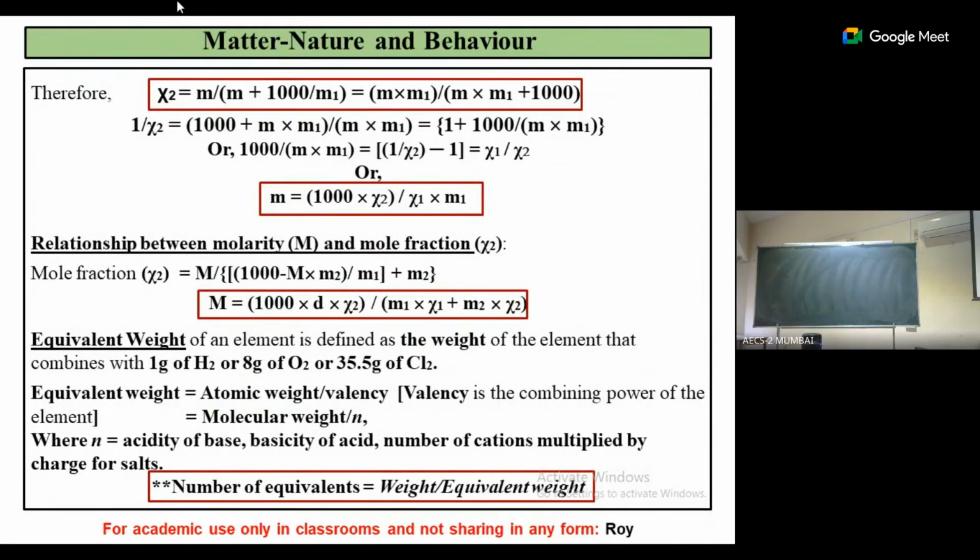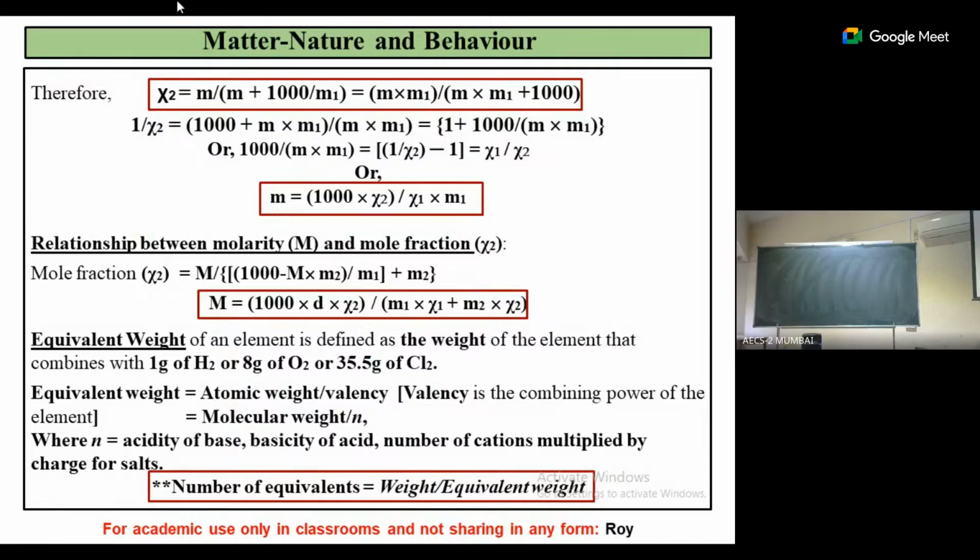Similarly, you can arrive at the reciprocal equation also. That molality is equal to 1000 into χ2 divided by χ1 into M1. That χ2 and χ1 are the mole fraction of solute and solvent. Am I clear? Right.